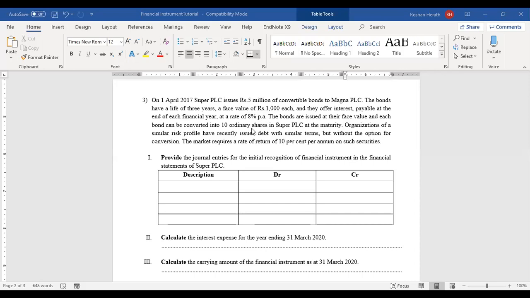Here you can see we offer 8%, but a similar instrument may offer 10%. So how have we managed? Yes, very correct. How have we managed to issue this instrument by only paying 8%? It's simply because we do have a conversion option, isn't it?